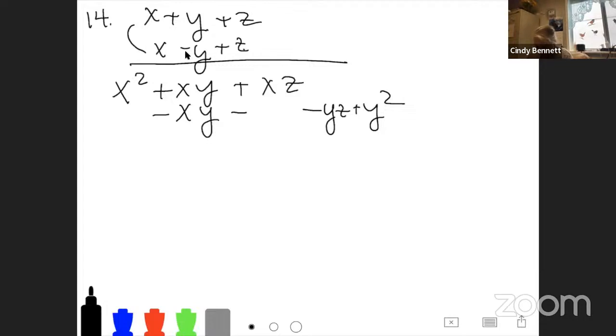Okay, and then I'm going to multiply everything by z. So that's zx, okay? I see this one right here is zx. So z times x is zx. I'm going to write it xz. Then yz, that's a positive yz, plus z squared.